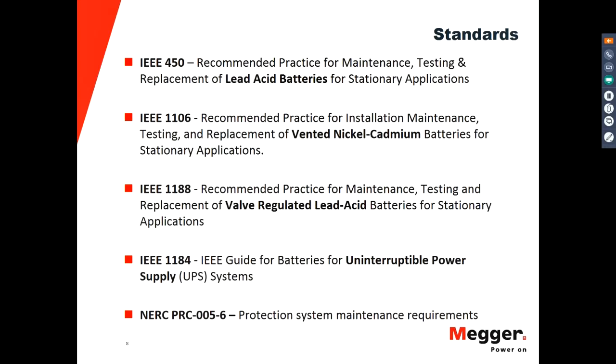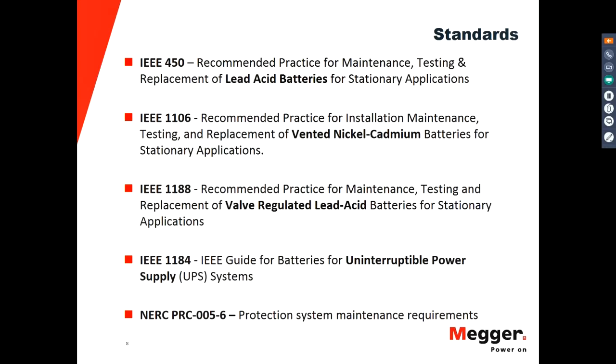We have the lead acid batteries, that is IEEE 450. Also, for the valve-regulated lead acid batteries, we have 1188, and for nickel-cadmium batteries, vented nickel-cadmium, we have 1106. Those are the three types of batteries that we're going to be referring to today. Everything that I've prepared for this presentation is related to these types of batteries without making direct reference to them. Mainly everything in these slides will relate to these batteries, and there are some notes there to distinguish between them.